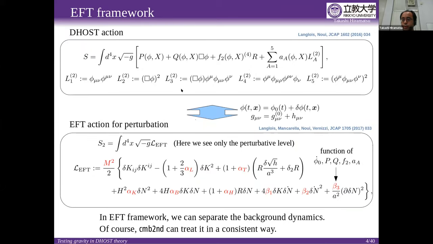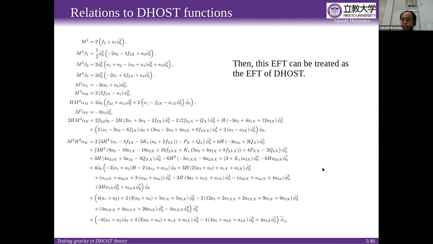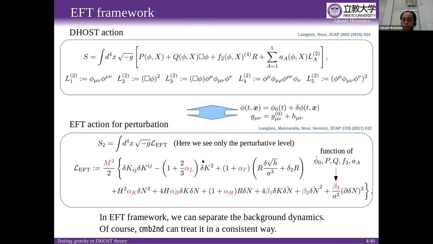Again, this is the action of the type 1 DHOST theory. There are 8 arbitrary functions, P, Q, F2, and A1, A2, A3, A4, and A5. If we employ the ADM decomposition of the metric, the action can be written in this way, the bottom one, in terms of the so-called alpha parameters and beta parameters. There are 9 parameters in the ADM formalism. Actually, the alpha and beta parameters in this effective action can be written by the arbitrary functions of the theory, like that. So these two frameworks are equivalent with each other.